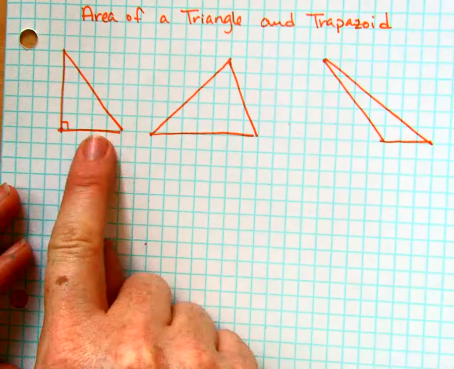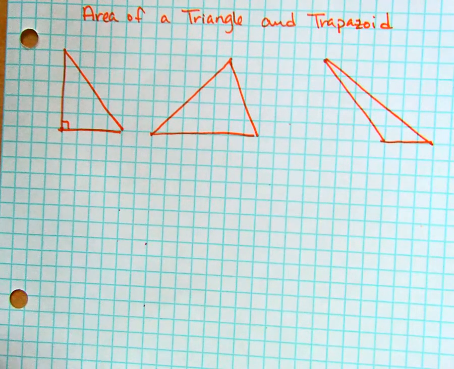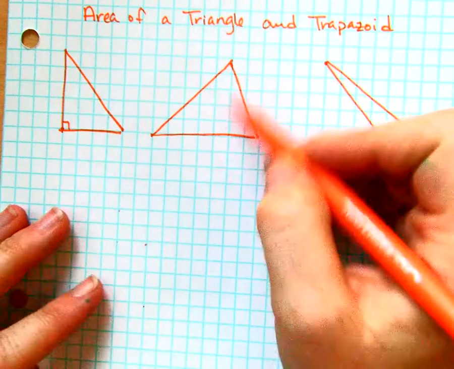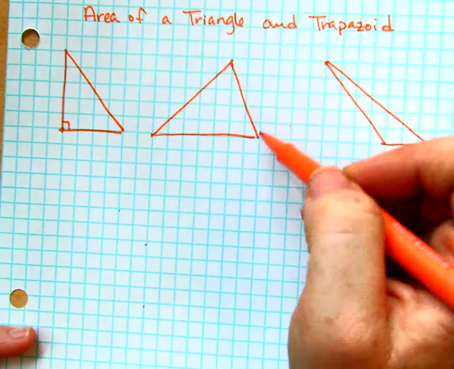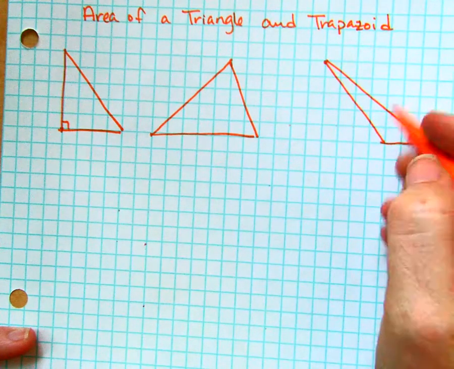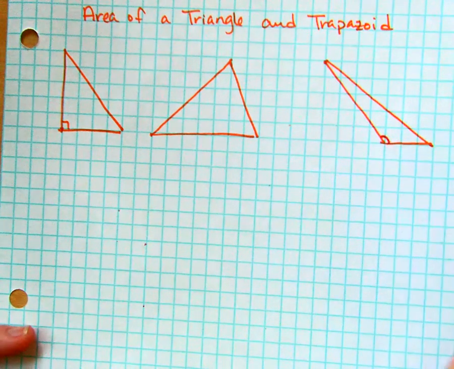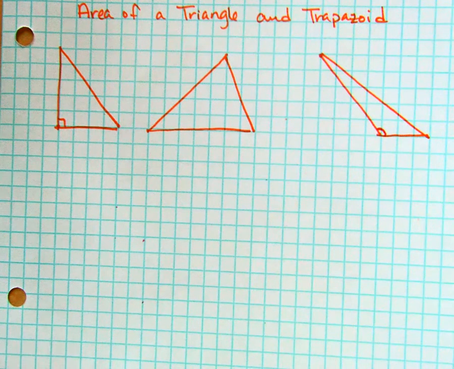This one, of course, we learned is a right triangle because it has a 90-degree angle as one of its angles. This one you learned is an acute triangle because all of the angles are less than 90 degrees. And this one you learned is an obtuse triangle because it has an angle that's larger than 90 degrees.